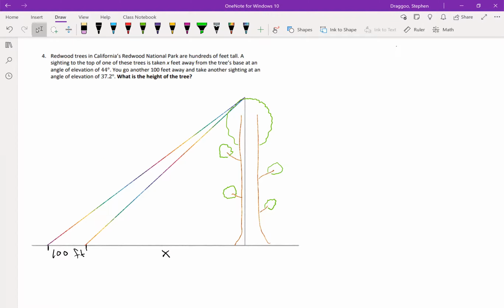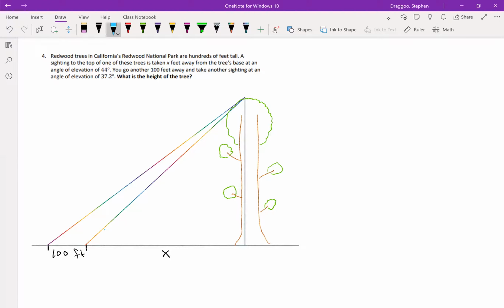Okay, in problem 4, we're told that redwood trees in California's Redwood National Park are hundreds of feet tall. Notice that extra beautifully drawn tree in the diagram below. A sighting to the top of one of these trees is taken X feet away from the tree's base at an angle of elevation of 44 degrees. You then go another 100 feet away and take another sighting at an angle of elevation of 37.2 degrees. Our goal is to find the height of the tree.